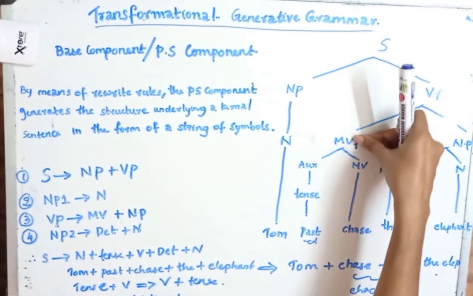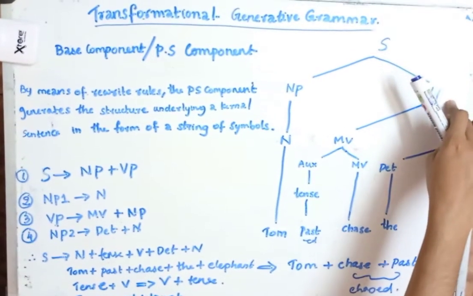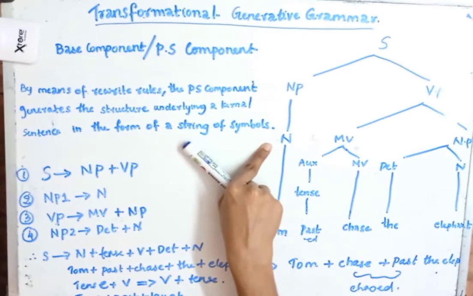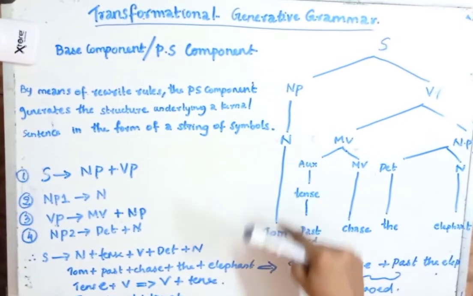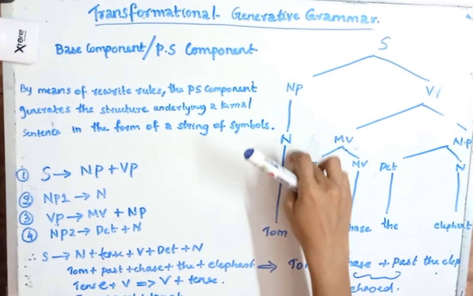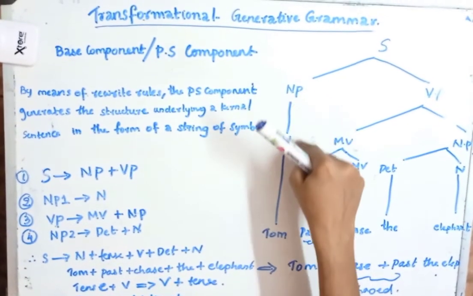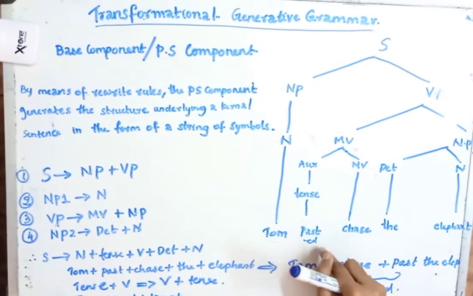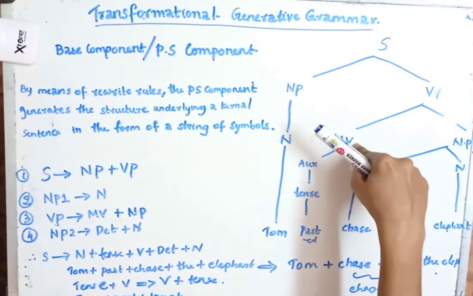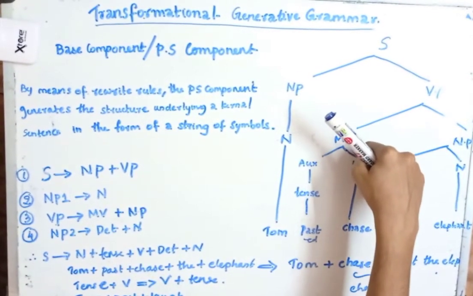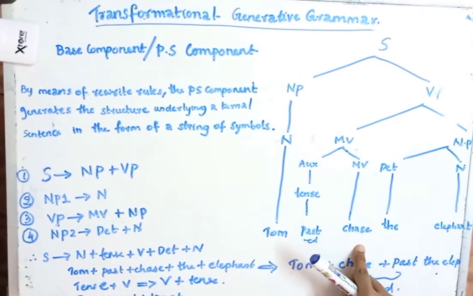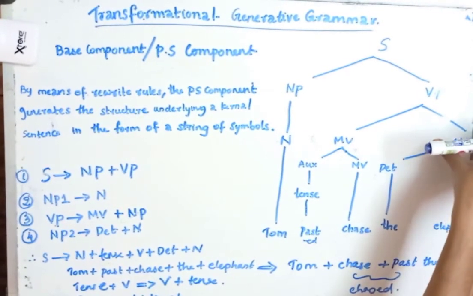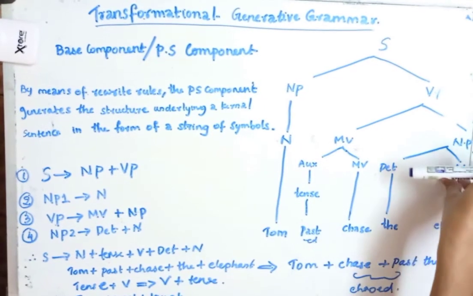Okay, so you have a main verb with an auxiliary, and then Tom is a noun. There is only one noun phrase here, and that is the noun Tom. Now in the verb phrase, you have the past tense auxiliary, which constitutes the main verbal phrase. Then you have the main verb, which is chase. Then the verb phrase also contains a noun phrase, right? And what was the noun phrase? Determiner, the, plus noun, elephant.